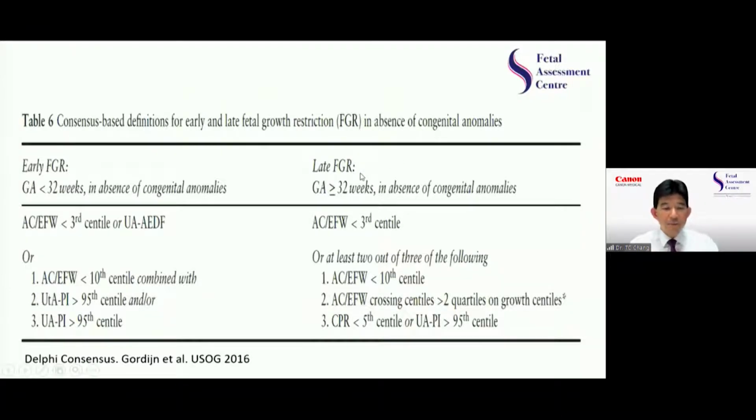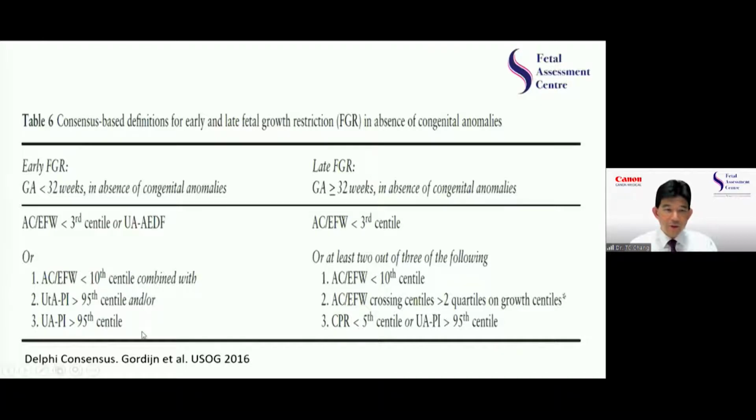And these are actually criteria that was first published in the Delphi Consensus in the AJOG in 2016, and it has been used as the gold standard for distinguishing between early and late growth restriction in the latest ISUOG guidelines that were published in 2020. So just a little bit of detail here. We're talking about early growth restriction before 32 weeks, and we're talking about late fetal growth restriction after 32 weeks.